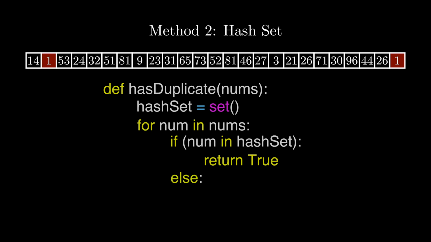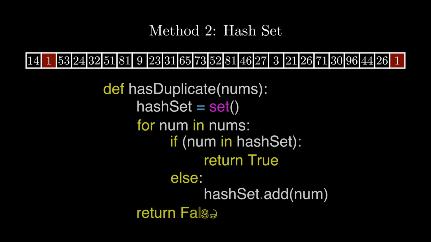However, if it's not already in the hash set, we should add it to the hash set. This way, in the future, if we ever see this element again, we'll know that we ran into a duplicate. Finally, we return false if we make it outside of the for loop. This is because the for loop would have caught a duplicate if there was one.